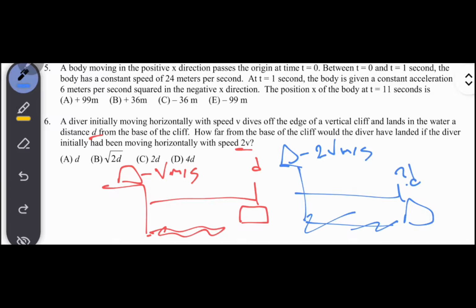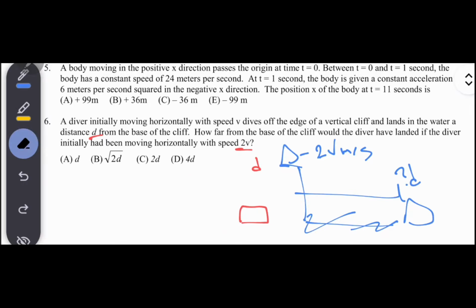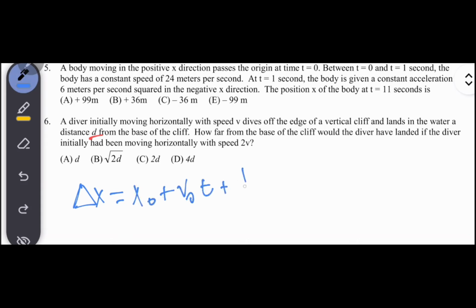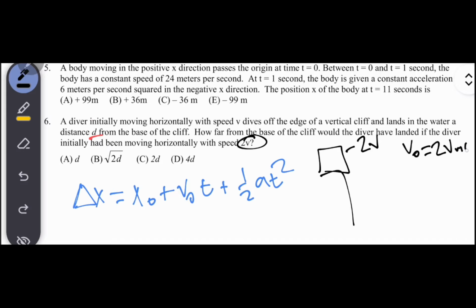Now, anytime you have a physics problem involving a cliff or launching something or throwing it, I would use this equation. Delta x is equal to the initial position plus v initial times t plus 1 over 2 a t squared. So looking at our question, when the car drives off, since we want to figure out when it's at 2v, it's going to have an initial speed of 2v. So our v initial is going to be equal to 2v meters per second.